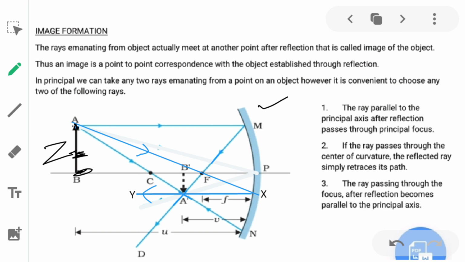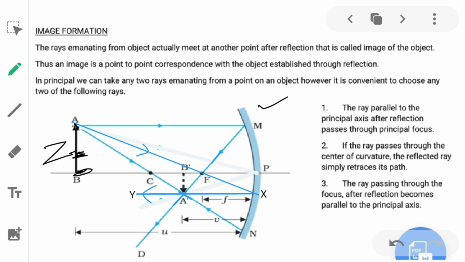Now, as I have already told, a number of rays will be getting emitted from a single point of the object, and wherever they meet, it is going to form an image of that point. But we cannot represent all the rays diagrammatically. So for our convenience, we can choose the 3 rays to represent the image formation in the diagram.